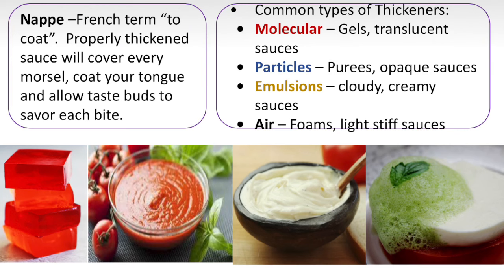So molecular, these are thickeners in which there is a gel. They tend to be translucent. Particular, these are sauces in which a particle or a puree actually impedes the movement of water, giving the sauce its thickness. An emulsion, which are cloudy, creamy sauces of a homogeneous, stable mixture. We know about this. And an air sauce. These tend to be foams, light and stiff, and they tend to be chilled.